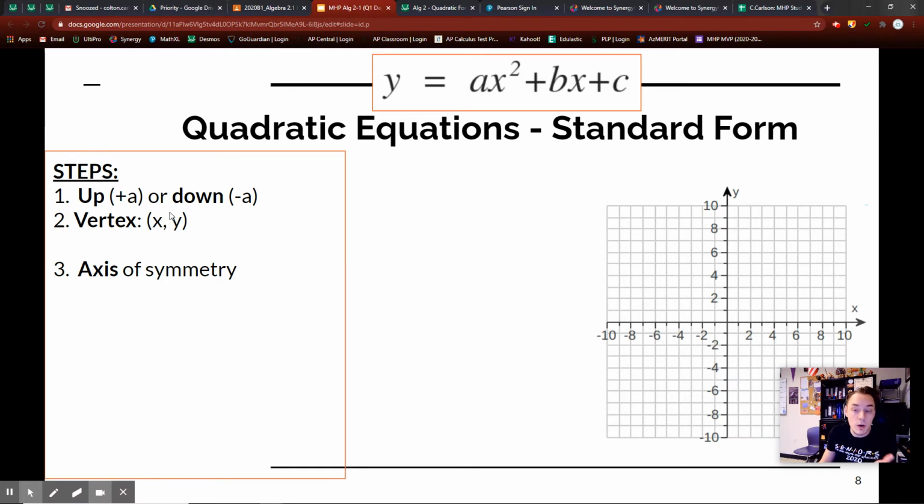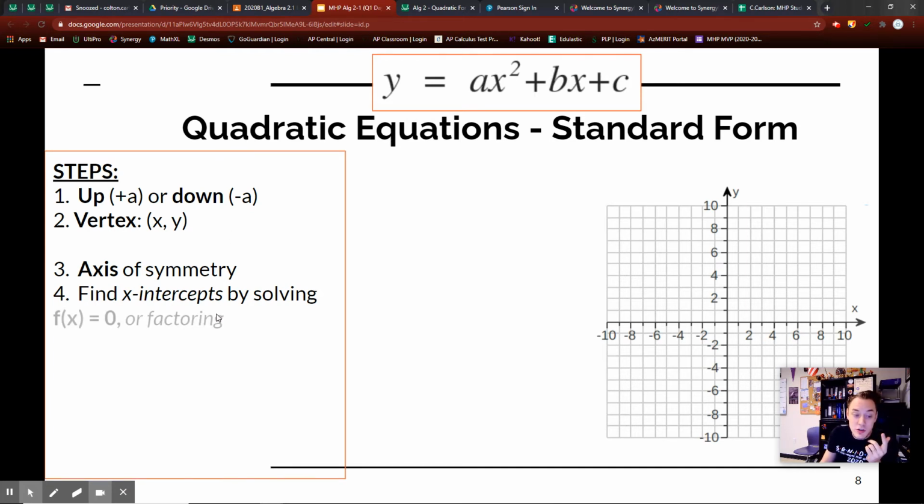The answer is no, you don't need to put it in vertex form to find the vertex. You can do this slight formula instead. So just give some room here. I'm going to show you that in a little bit. The axis of symmetry, of course, is just x equals your x value. I'm going to show you what that is.